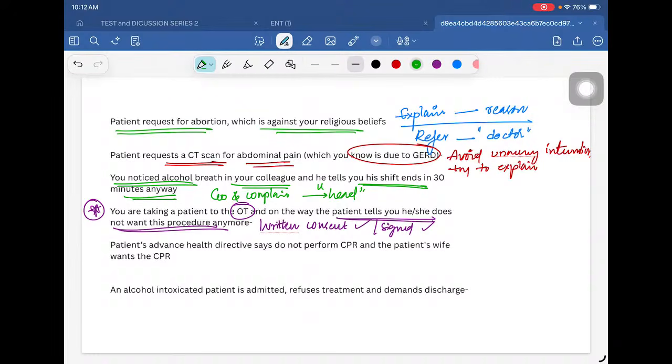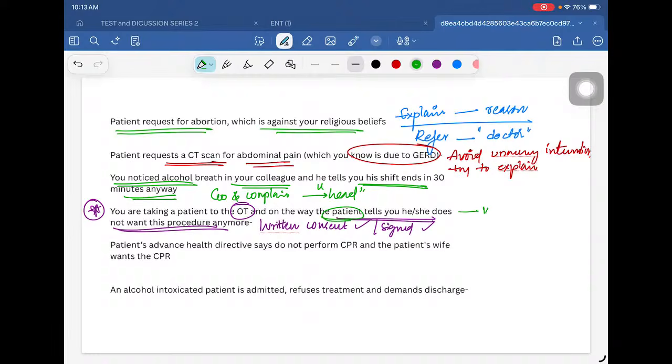Use some common sense here. The patient is panicked or whatever the reason, they don't want it when they are entering the OT. What will you do? Very good. The patient is the ultimate decision maker, right? Even though they have signed a written consent or anything, right now the patient is saying they don't want it. You have to respect it.